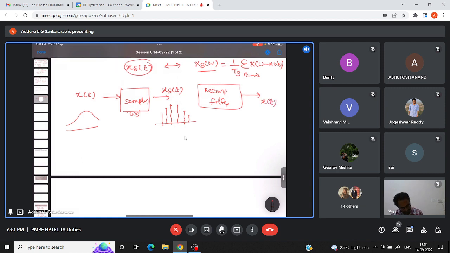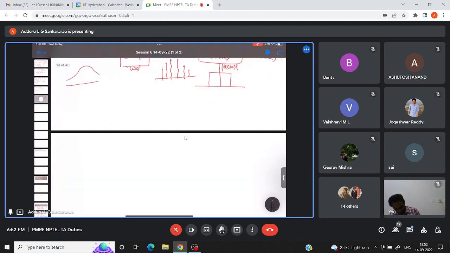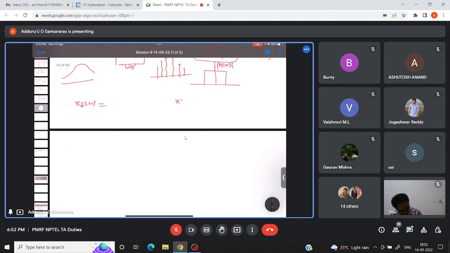Generally the reconstruction filter is a low pass filter. So I'm just drawing the magnitude response of the reconstruction filter, something like this. Now X delta of omega is the Fourier transform of the sampled signal. That means it is X of omega plus X of omega minus omega s plus X of omega minus 2 omega s, X of omega plus 2 omega s, and so on up to infinity. We will have infinite terms.